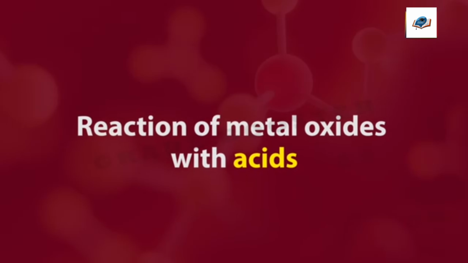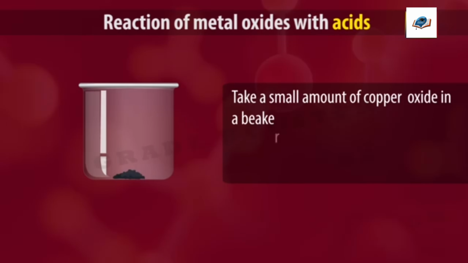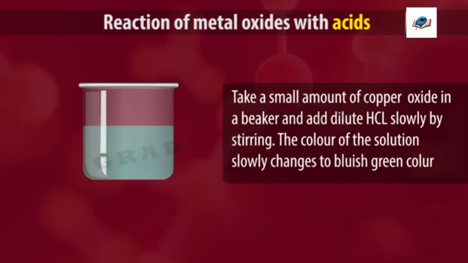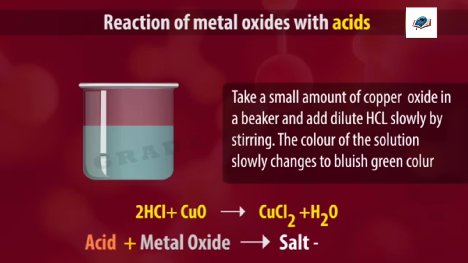Now let's see the reaction of metal oxides with acids. Take a small amount of copper oxide in a beaker and add dilute HCl slowly while stirring. Now the color of the solution slowly changes to bluish green. The copper oxide reacts with hydrochloric acid and forms copper chloride and water. So, when a metal oxide reacts with an acid, it forms salt and water.